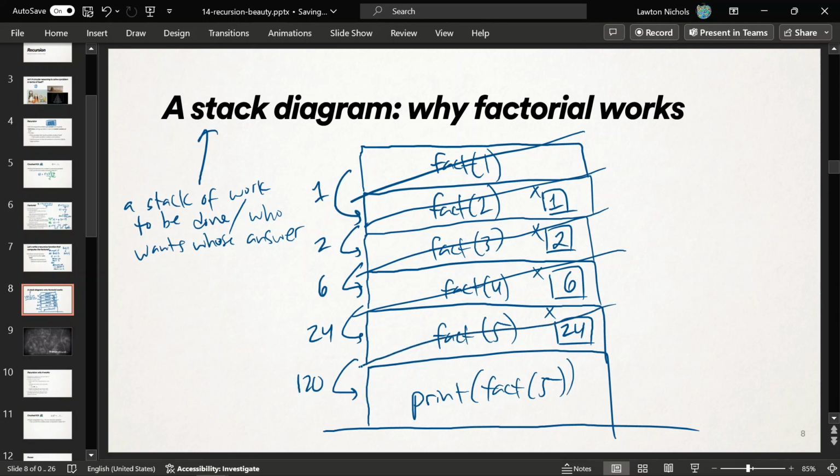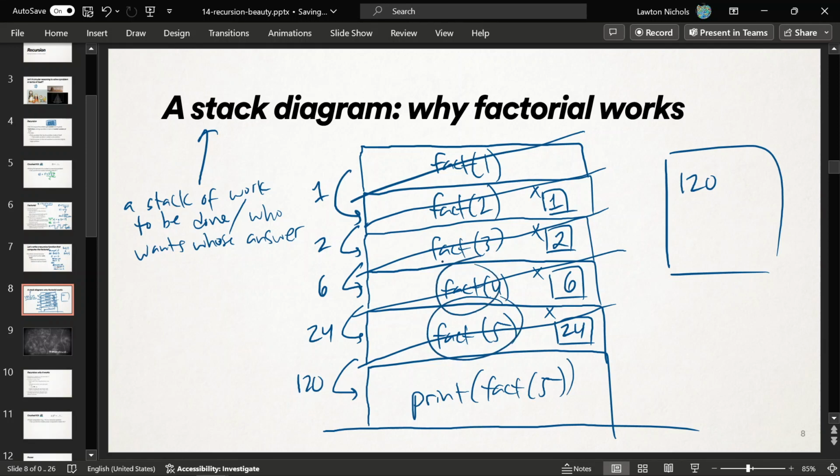And it was the print call that was waiting on the factorial of 5. It just needed to know what this answer was so it can print that real number. And so now print sees 120, and it's like, all right, here's the output screen. It's like, okay, 120, I can print that for you. And now print is done. We're back in the rest of our code. And that is why factorial works.